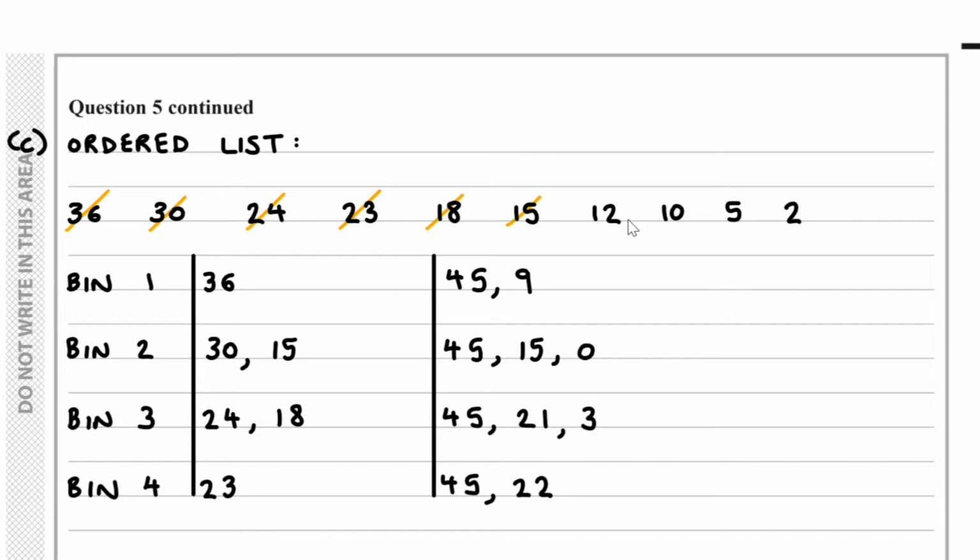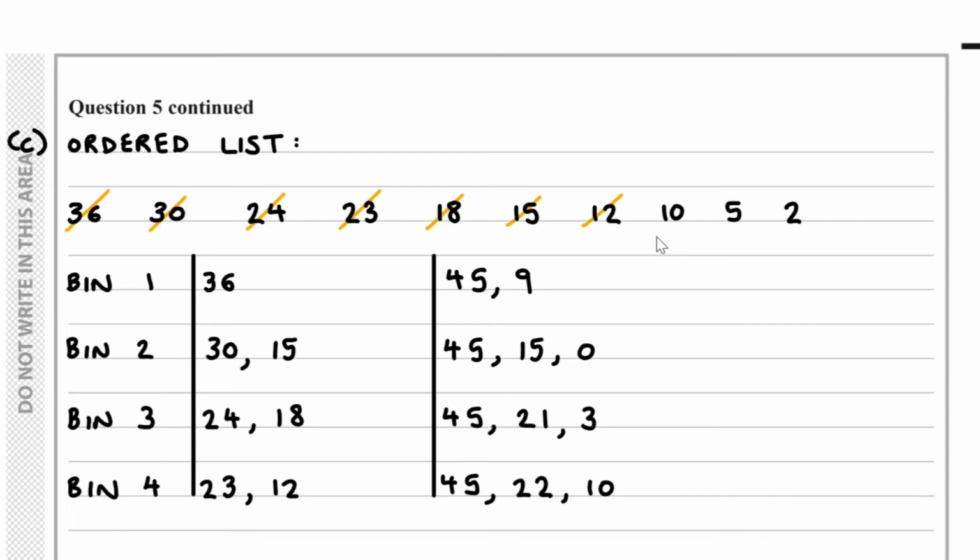Now I need to place the 12 somewhere. There's not enough space in bin 1. There's no space left over in bin 2. There's not enough space left in bin 3. However, there is enough space in bin number 4. So I can place the 12 in bin number 4. The remaining space then will be 10. So let's cross off the 15.